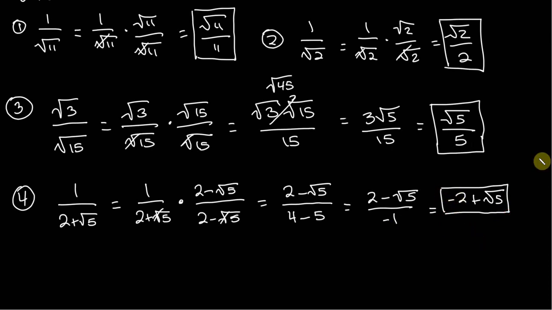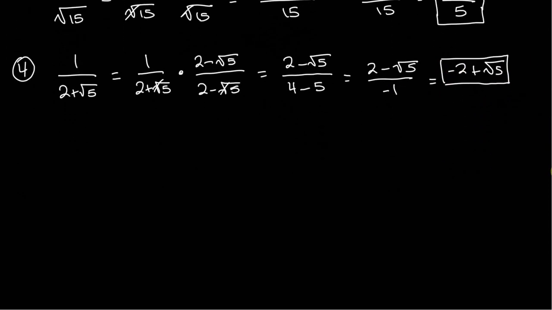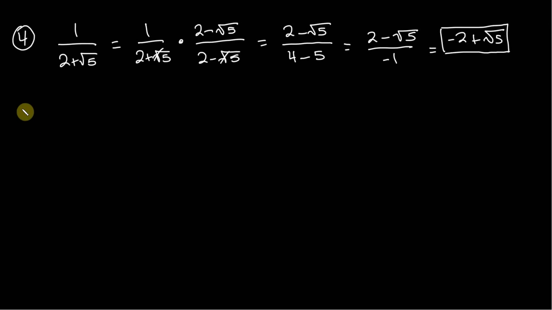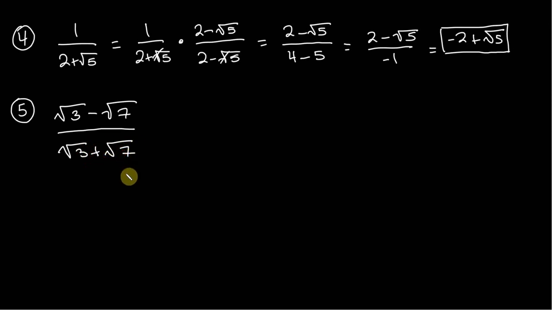We'll do 2 more. Think of something different. Say, for example, we have root 3 minus root 7, and all of that's going to be over, just say, root 3 plus root 7. Okay, so it's the same principle in practice, right?